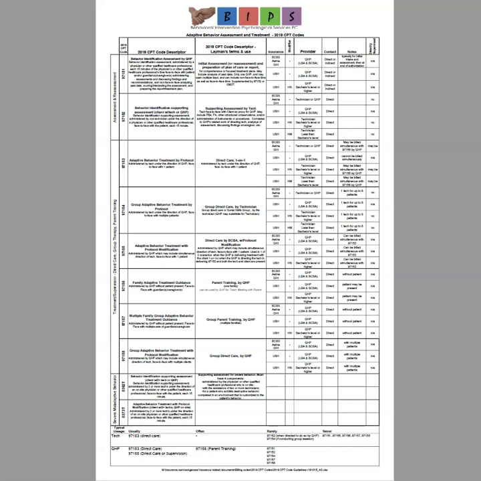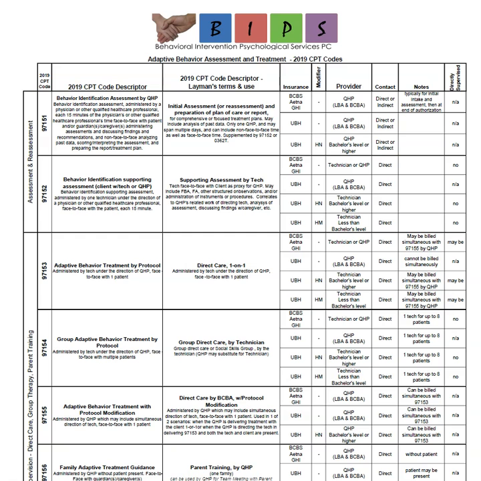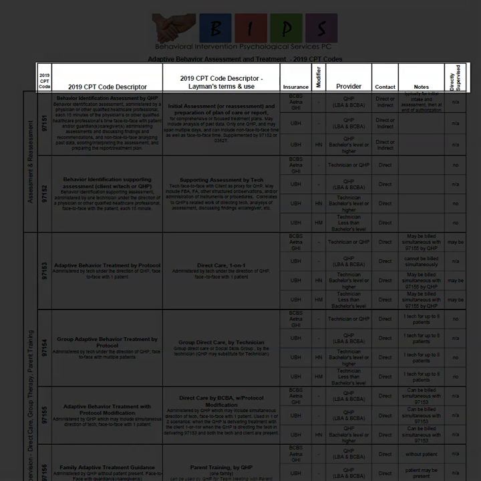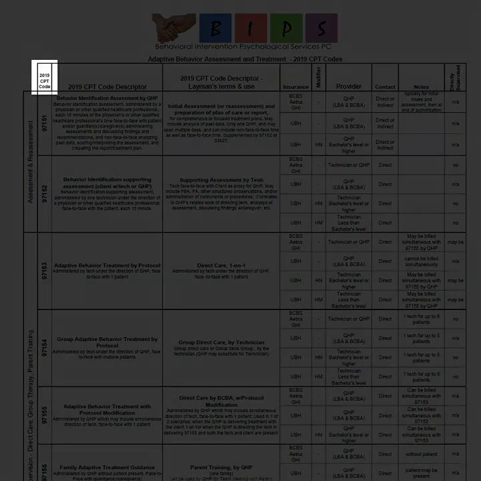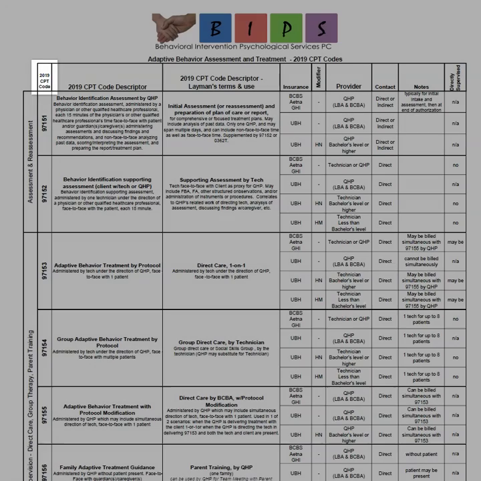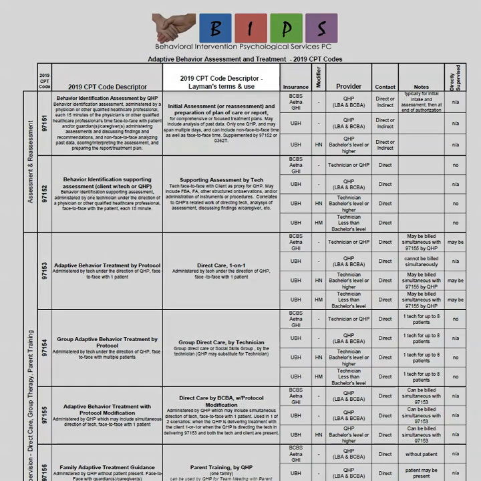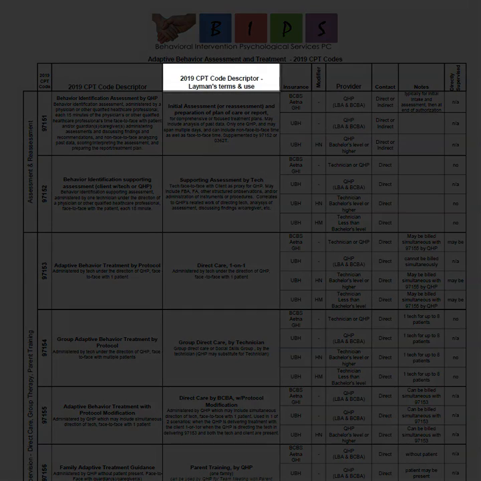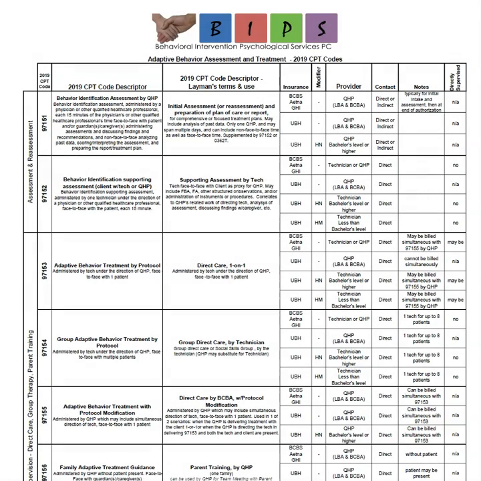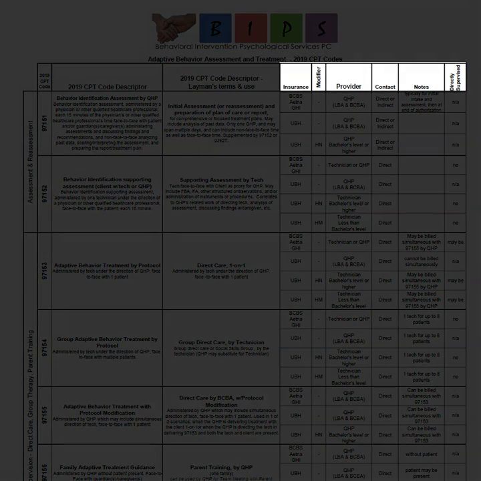We're going to zoom into the upper portion of the guide just to understand the way it's laid out and the way it'll relate to you finding information that you need. Okay, so we're zoomed in, and let's talk about the top section of the guide. You can see in the first column across the top we say 2019 CPT Code. Next column says 2019 CPT Code Descriptor. Next column is 2019 CPT Code Descriptor Layman's Terms in Use. After that we have Insurance, Modifier, Provider, Contact, Notes, and Directly Supervised.